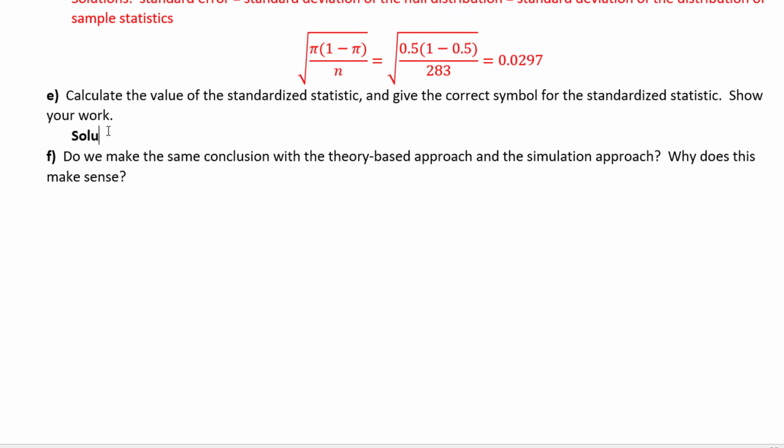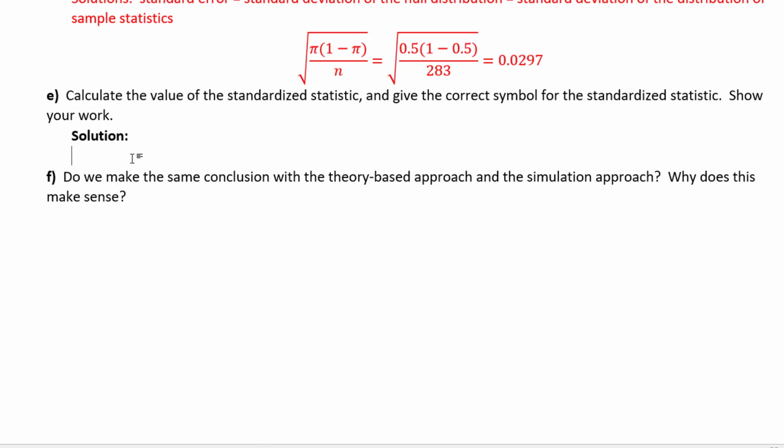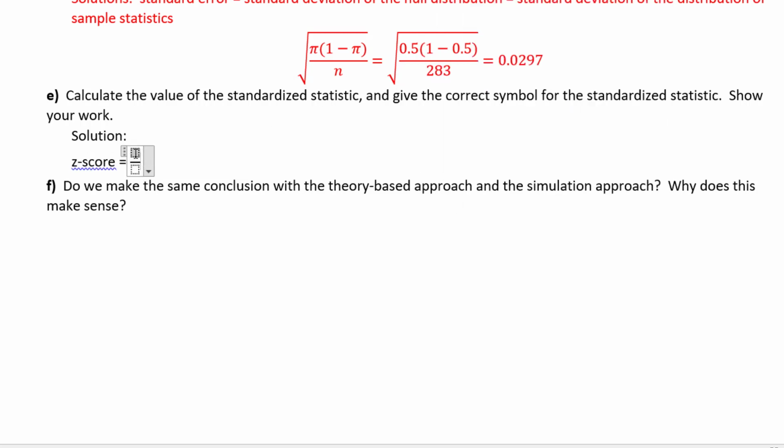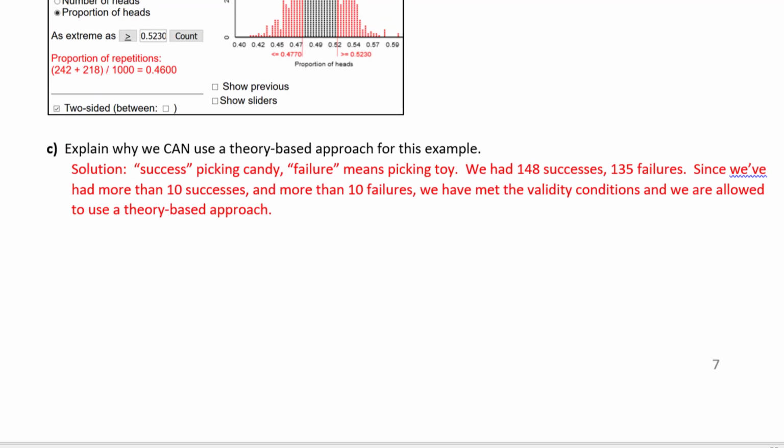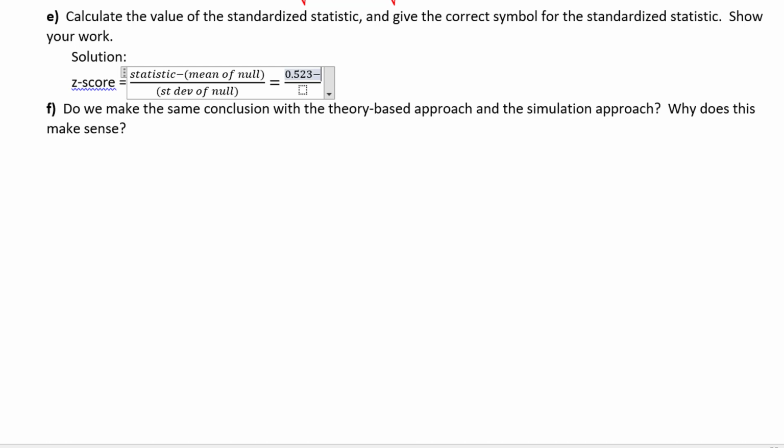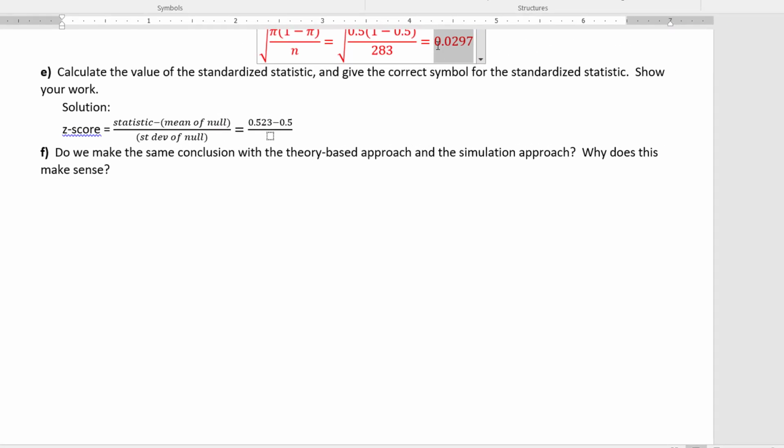Part E says, calculate the value of the standardized statistic. Give the correct symbol for the standardized statistic. So remember, a standardized statistic is telling us how many standard deviations our observed statistic is from the mean of the null. So in this case, it's a z-score. Z-score is calculated by taking our statistic minus the mean of the null divided by the standard deviation of the null. So our z-score, we're going to take our statistic, which was 0.523, minus the mean of the null distribution, which is 0.5, divided by the standard deviation of the null distribution, which we can take from here. I'm just going to write that as 0.03, just rounding that a little bit.